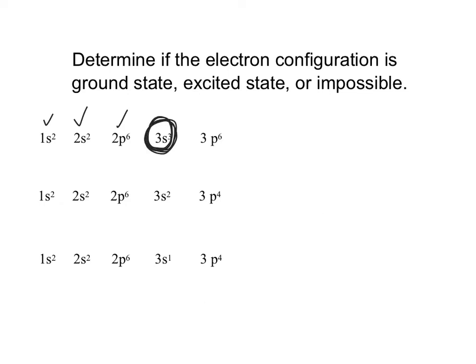3s3. Can I have 3 electrons in an s? Remember, s only has 1 orbital, and we know that every orbital can only have 2 electrons, so you can't have 3s3, right? The big issue isn't the 3s, because the 3s should come next. The big issue is that guy right there. You cannot have 3 electrons in an s, so that's an impossible state. You cannot exceed the maximum number per sublevel.